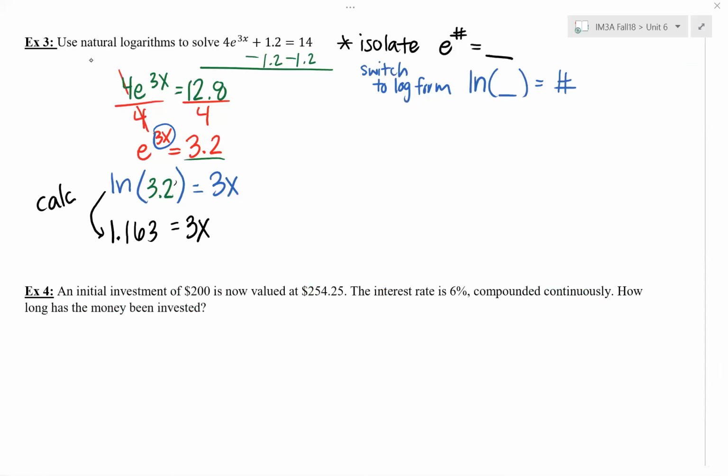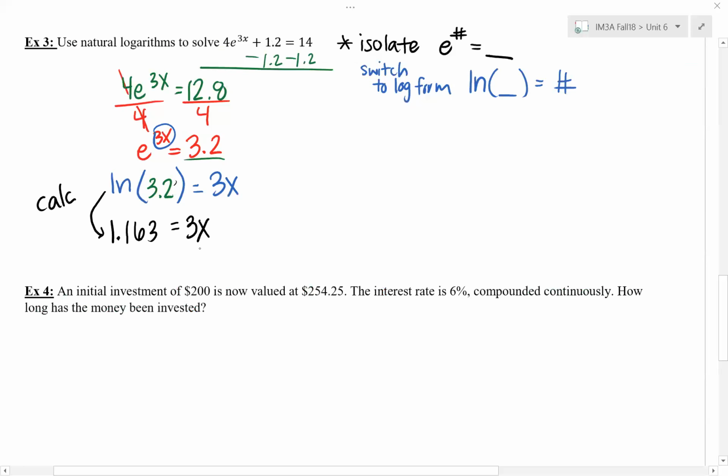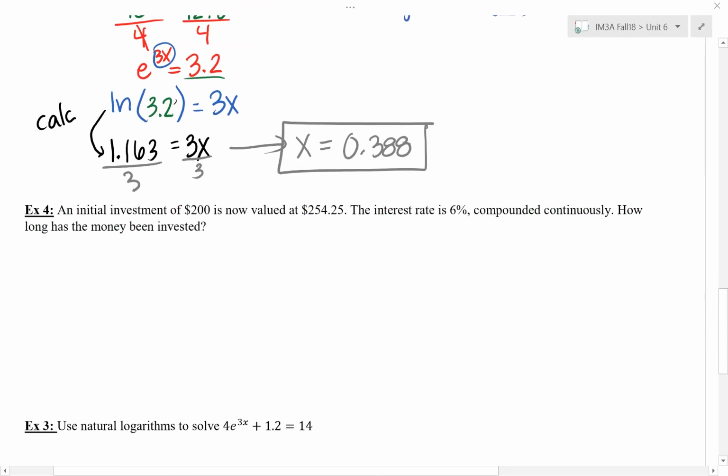And this value is equal to 3x. So to isolate x, we need to divide both sides by 3. So 1.163 divided by 3 tells us that x equals 0.388. Okay. So what we did is we isolated the e to our power so that we just had a value left over, and then we switched it to log form so that we could calculate the log and then isolate x. So again, a little bit of everything.